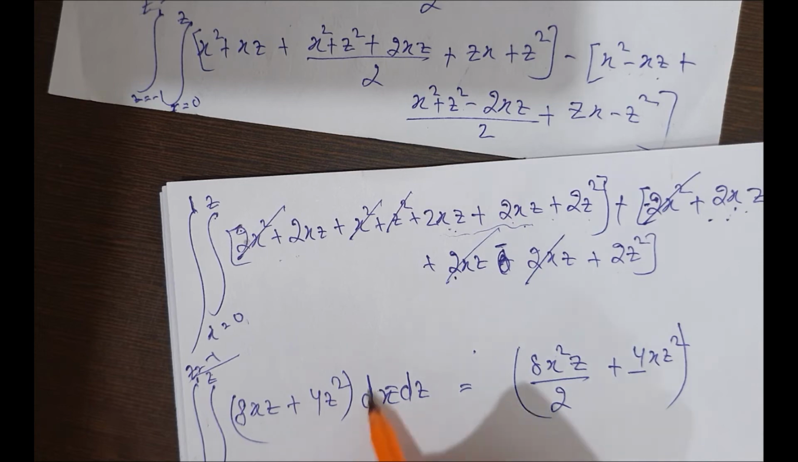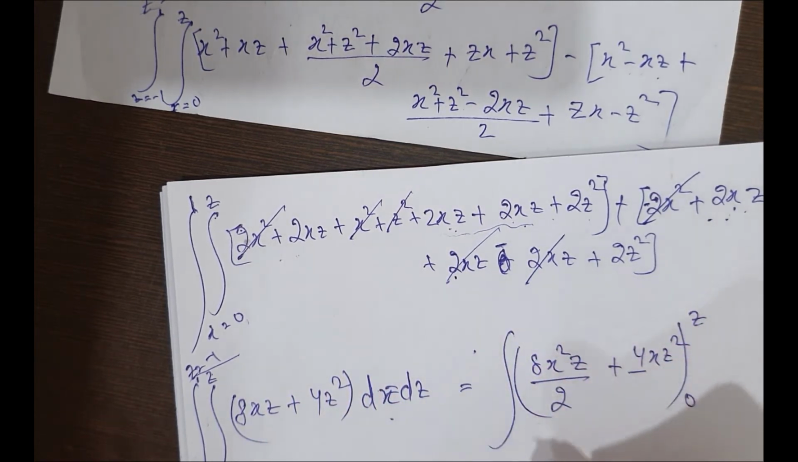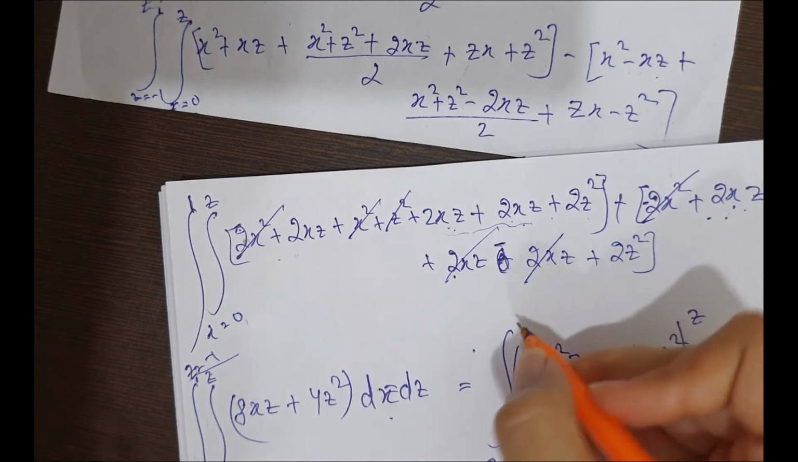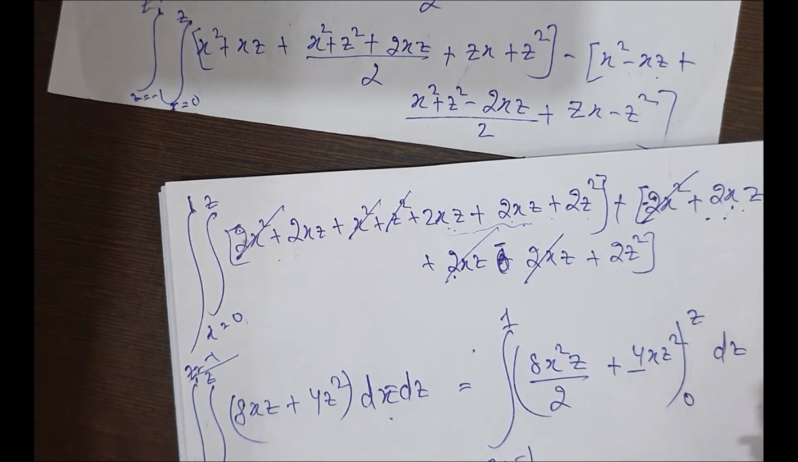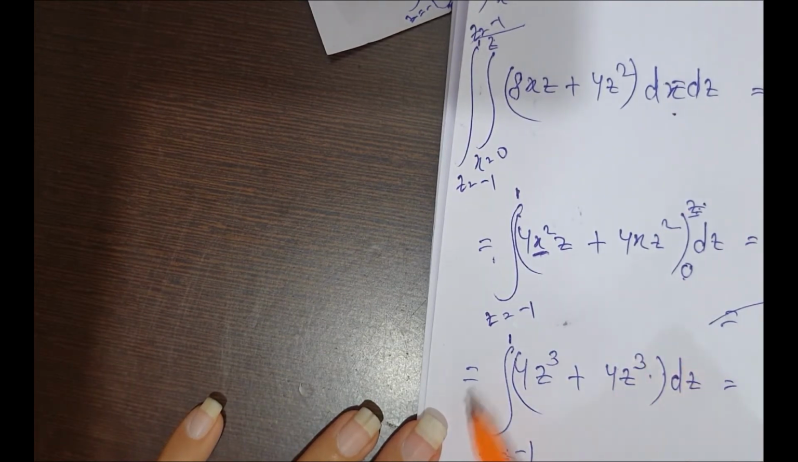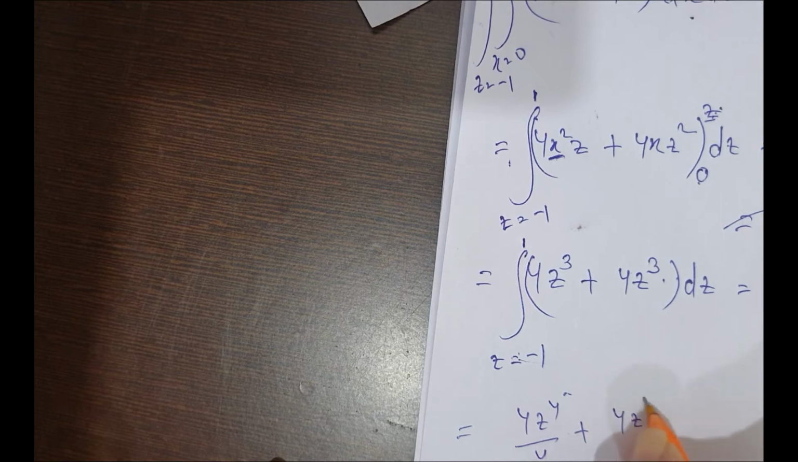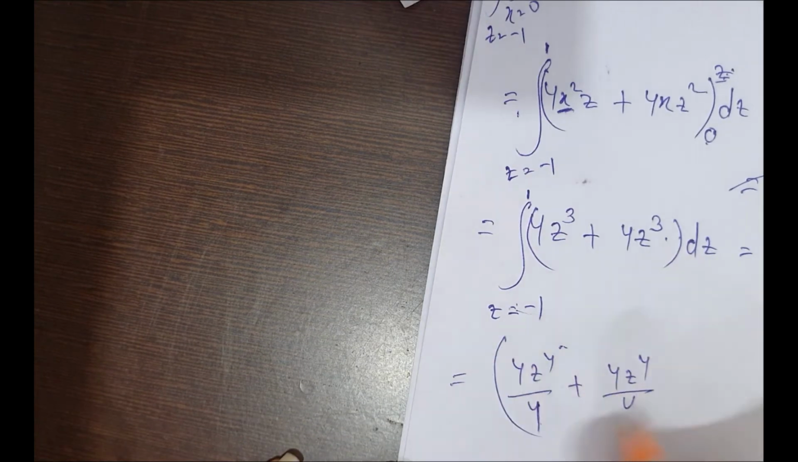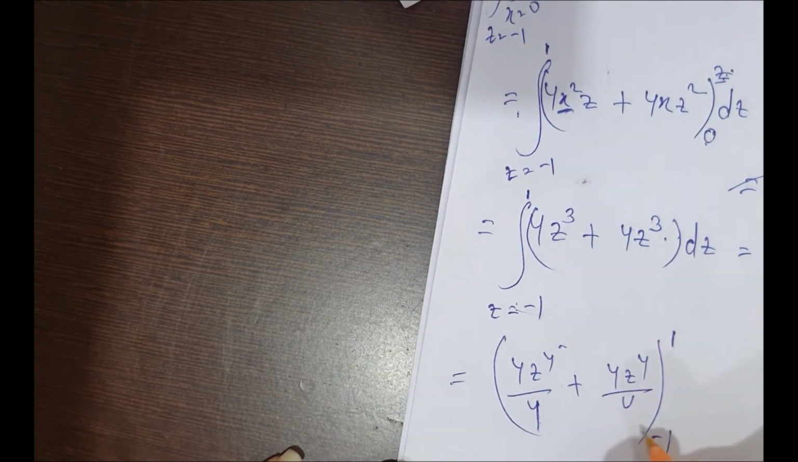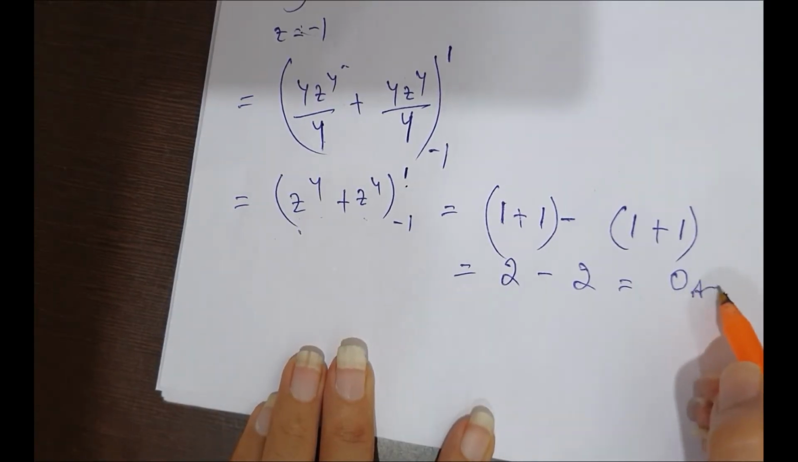Now integrate it with respect to dx. Put this limit in place of x. Now integrate it with respect to z. This will be, now put this limit in place of z. Now the answer comes out to be 0.